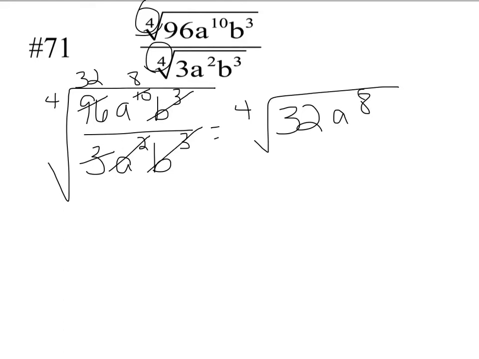Okay? Now, 32 is not a perfect fourth root. There's nothing times itself, times itself, times itself that's going to give me 32. So I need to simplify the fourth root of 32. So I'm going to break this up into the fourth root of 32 times the fourth root of a to the 8th.